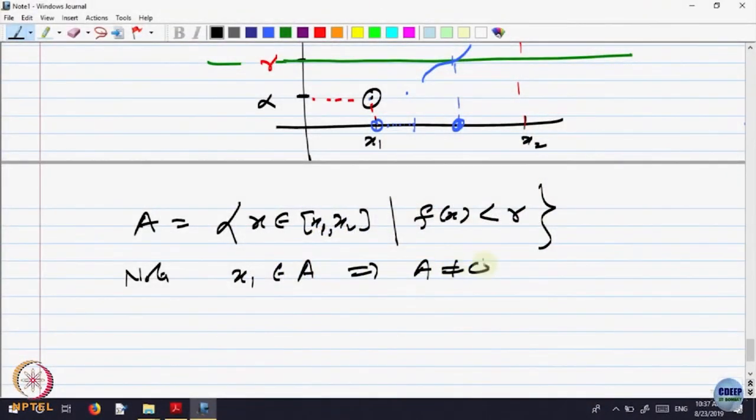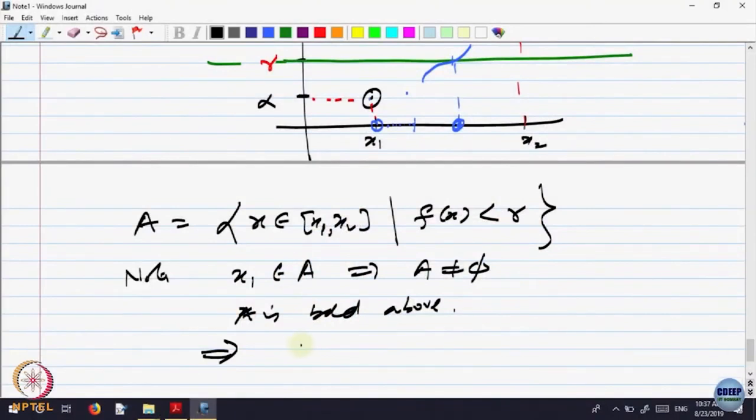I am trying to look at the largest value, so I have to ensure the largest value exists. How do I ensure it exists? The only way I know is the LUB property of the real line. So x1 belongs to A, implying A is non-empty. A is bounded above. Why is it bounded above? Because it is inside x1, x2. We are choosing points between x1 and x2 only. So it is bounded above. This implies the LUB exists. Gamma is already used, so something else I should write. Let us write C equal to LUB of A exists.